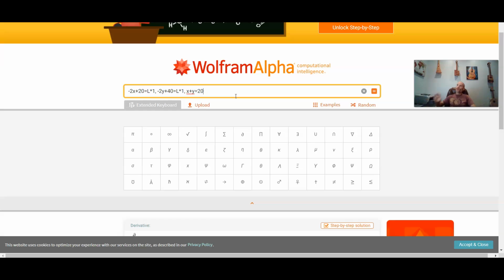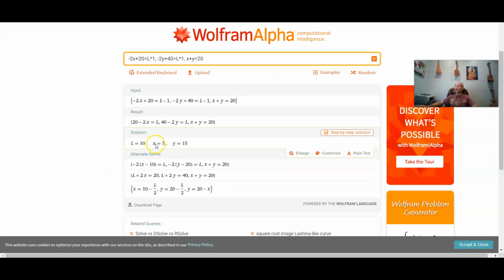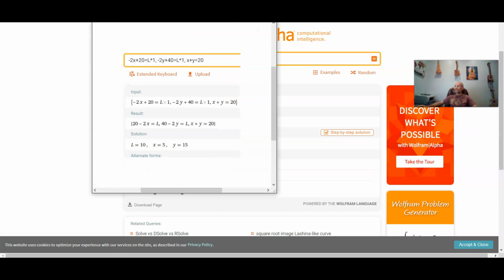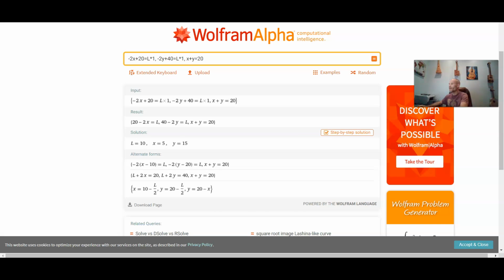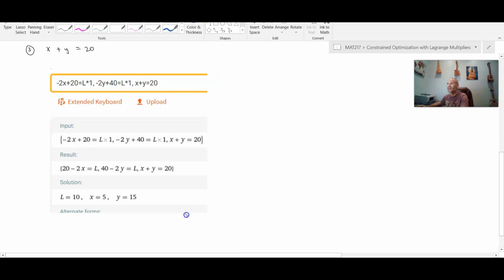All right, so what any strong piece of technology will interpret this to mean is solve this system of 3 equations containing 3 variables and give me back the values of those 3 variables. So hopefully we'll get what we expected. Hide that extended keyboard, and we get, lo and behold, x equals 5, y equals 15. Now, it gives us a value of lambda as well. It says lambda equals 10, but we're not going to use that at this moment.